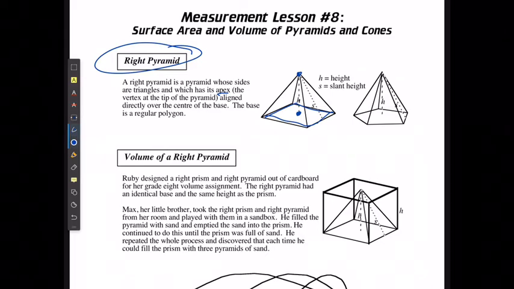I'd get the same thing for this pentagonal pyramid, where once again the apex is going to be in the dead center of this pentagon.